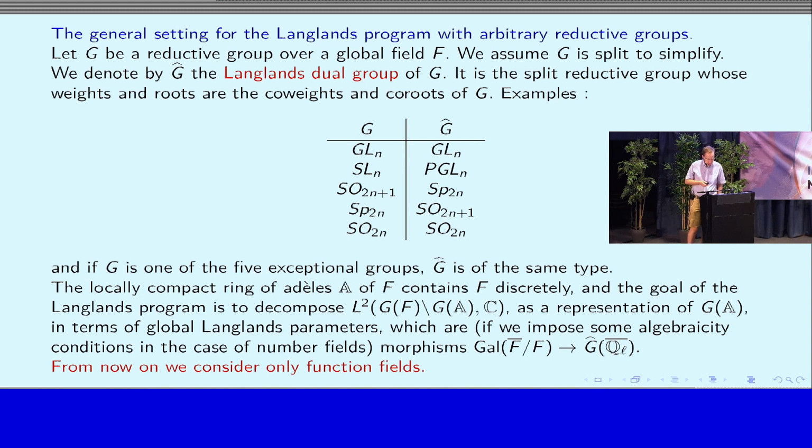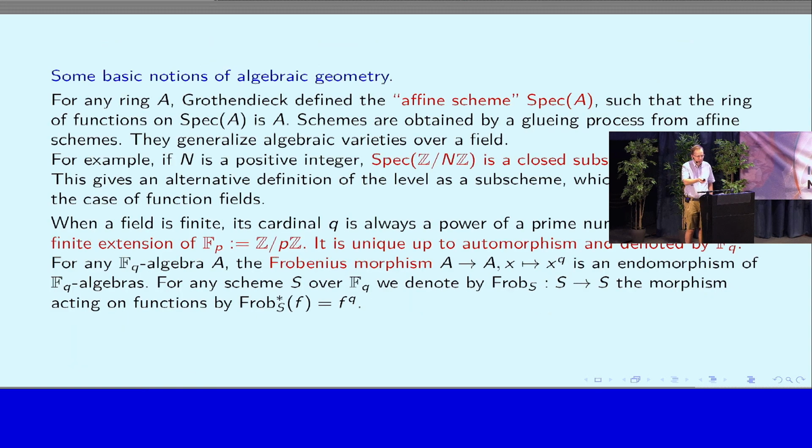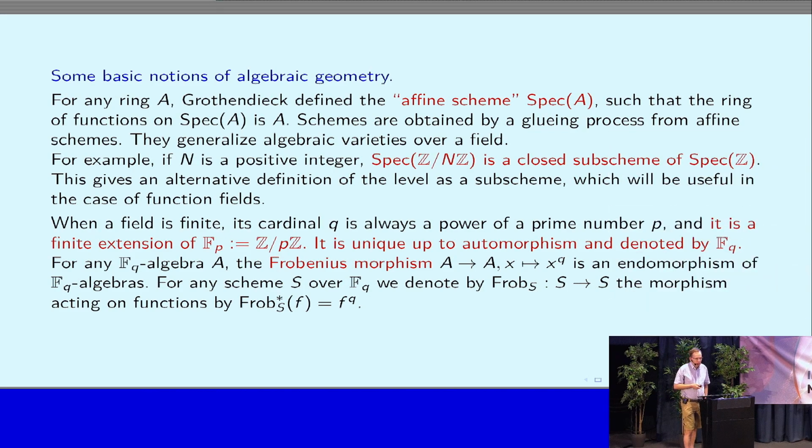And so now I will consider only function fields. First, I will define them, and I have to begin with some basic notions of algebraic geometry. For any ring A, Grothendieck defines an affine scheme Spec A such that the ring of functions on Spec A is A. General schemes are obtained by a gluing procedure from affine schemes, and schemes generalize algebraic varieties over a field. For example, if n is a positive integer, Spec of Z over nZ is a closed subscheme of Spec Z. So it will be useful to define the level in the case of function fields.